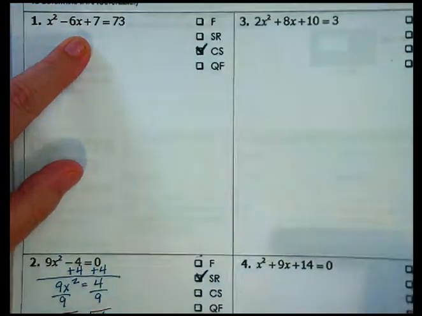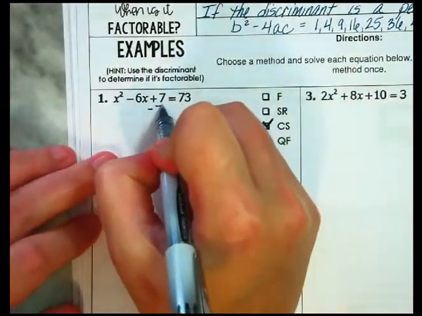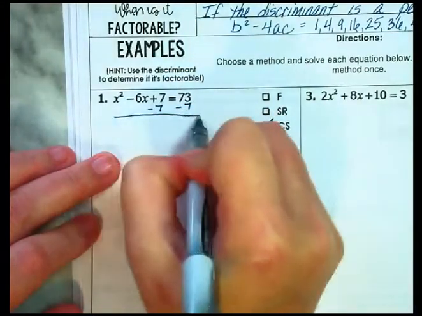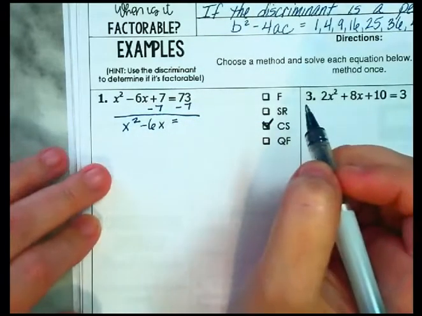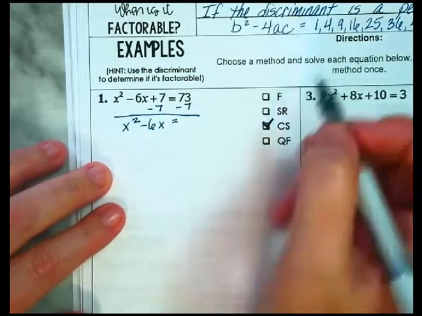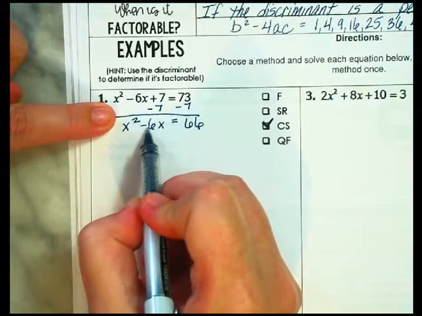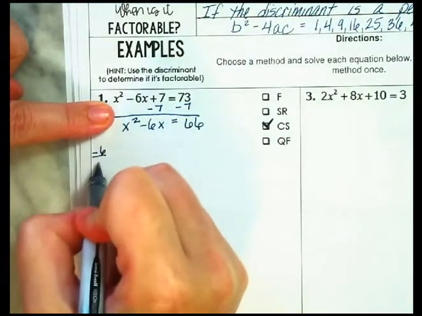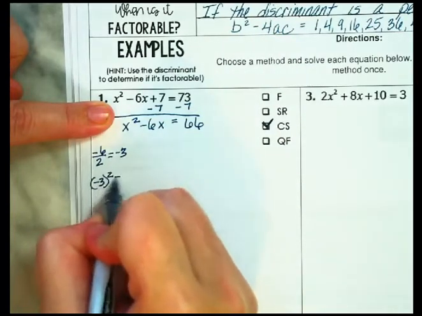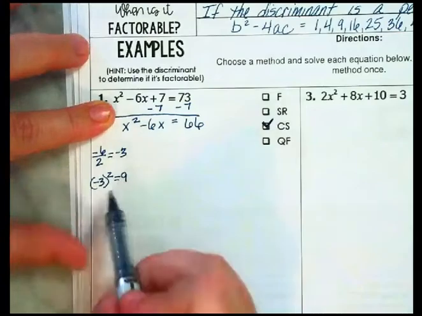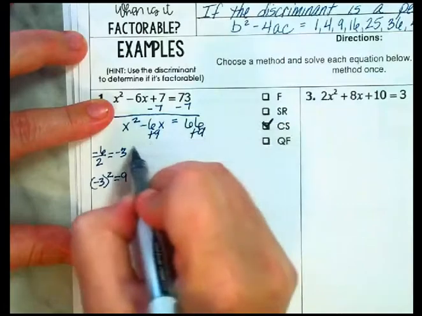So let's do this number 1 here, completing the square. So we're going to subtract the 7 from both sides. X squared minus 6x equals, and then 73 minus 7 is 66. And then here's what I'm going to do. Don't forget, I take half of the b, which is negative 3, and then I square that. So the squared number is what I add to both sides, plus 9 and plus 9.